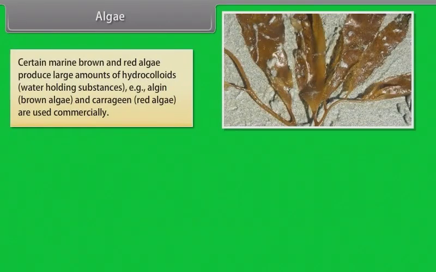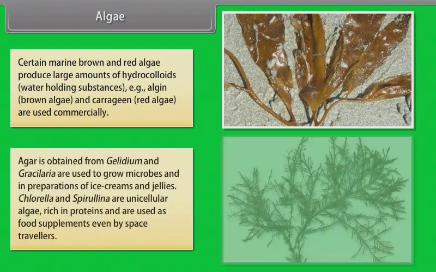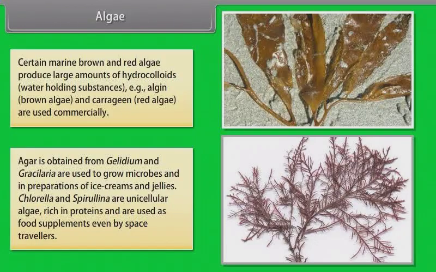Certain marine brown and red algae produce large amounts of hydrocolloids, water-holding substances, that is, algin, brown algae, and carrageen, red algae, are used commercially. Agar obtained from Gelidium and Gracilaria is used to grow microbes and in preparations of ice creams and jellies. Chlorella and Spirulina are unicellular algae rich in proteins and are used as food supplements even by space travelers.